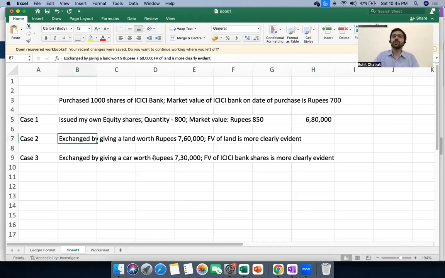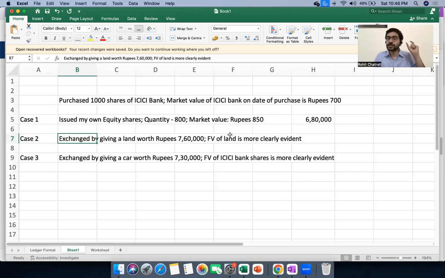Now let us say in case 2, I have purchased 1,000 shares of ICICI Bank by giving a land which is worth 7,60,000. I'm giving you a land that I own, and I've mentioned that the fair value of land is more clearly evident. What do I mean by that? I am going to compare the fair value of ICICI Bank, which is 7 lakh rupees, with the fair value of land, which is 7,60,000. Which of the two is more clearly determinable? Which of the two is more clearly evident? I am going to take that, which in this case is the fair value of the land being more clearly evident.